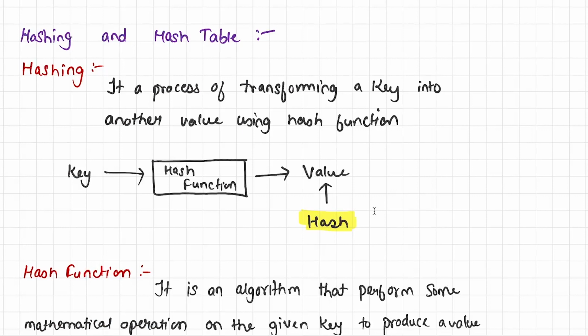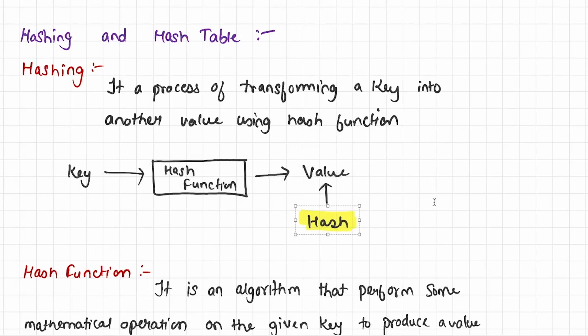So let's begin with the first question, what is hashing? So hashing is a process of transforming a key into another value using some hash function. So how does it work? Basically, we have a key and we have a hash function. We pass this key into the hash function and the hash function produces a value. And the value that is produced by the hash function, we call it a hash of a specific key. So the entire process of transforming a key into a specific value that we call hash is called hashing.